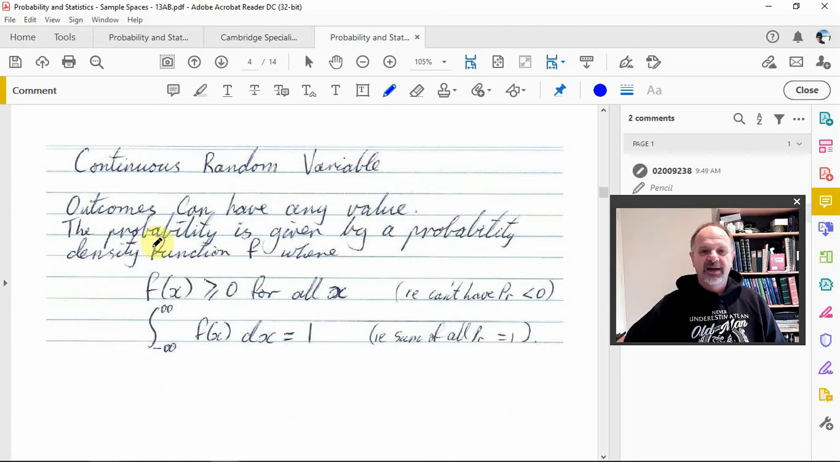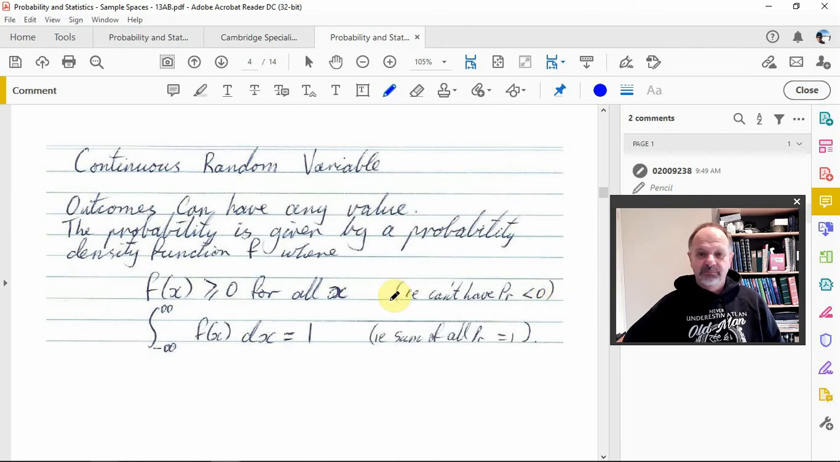Probability is given by what's called a probability density function, PDF. These probability density functions can be any sort of function at all, but they must satisfy these two criteria. First, it has to be greater than or equal to 0. As it says there, you can't have a negative probability.